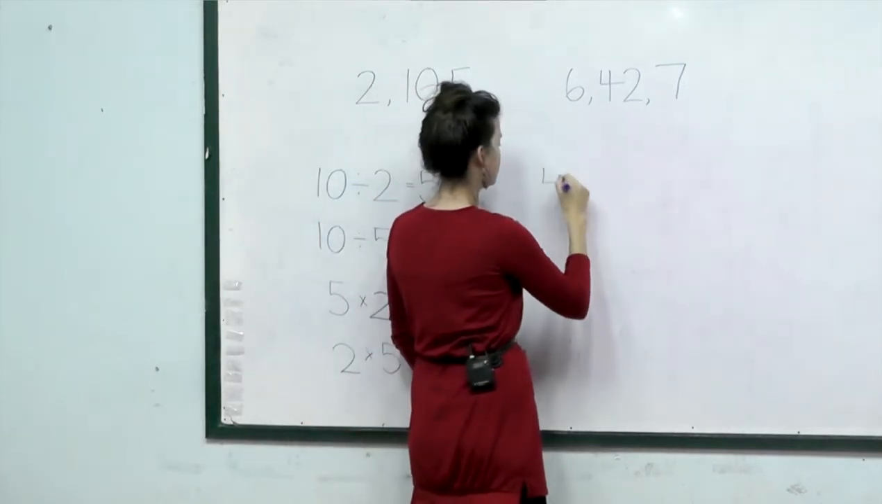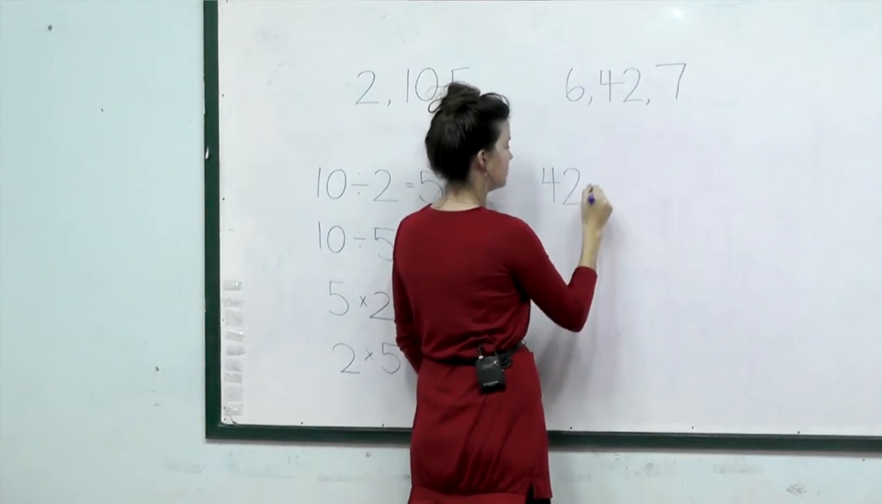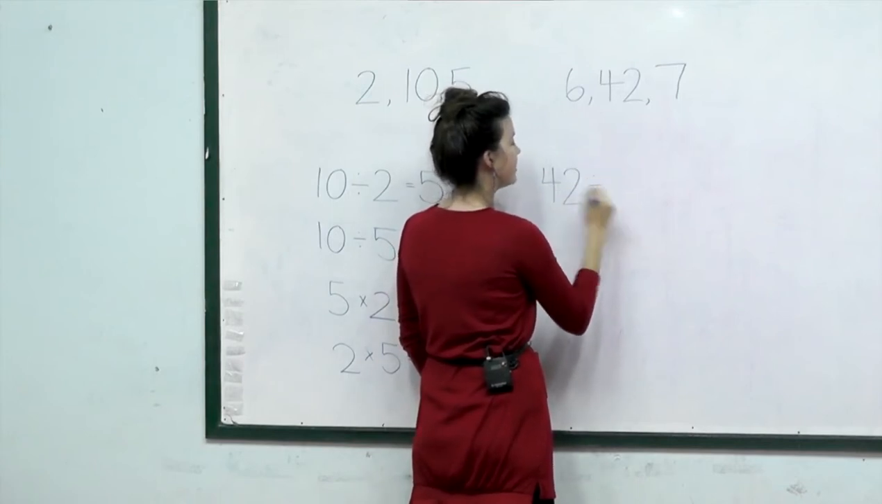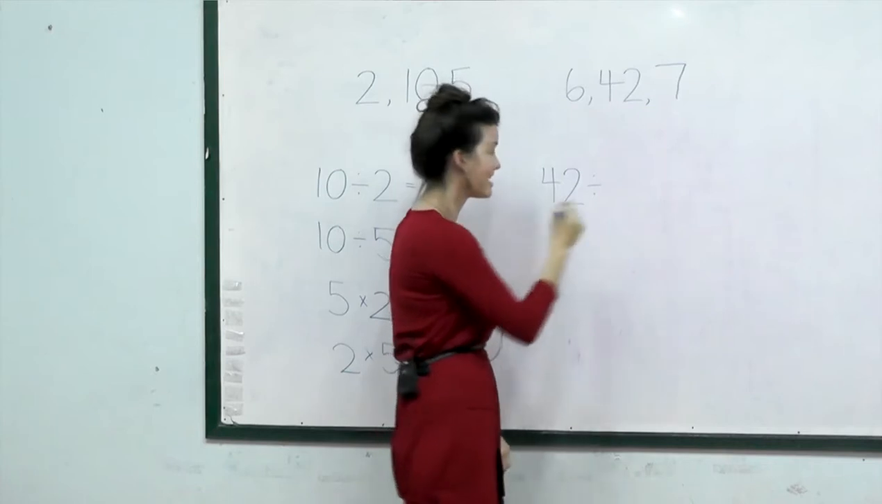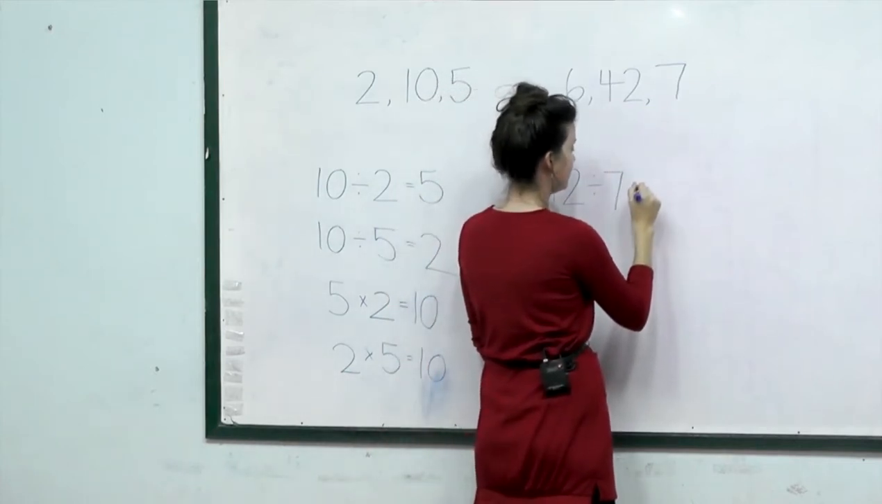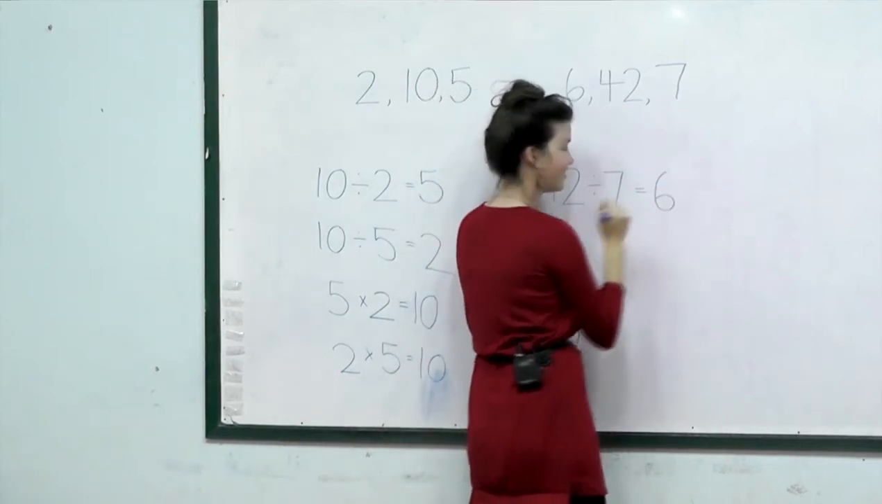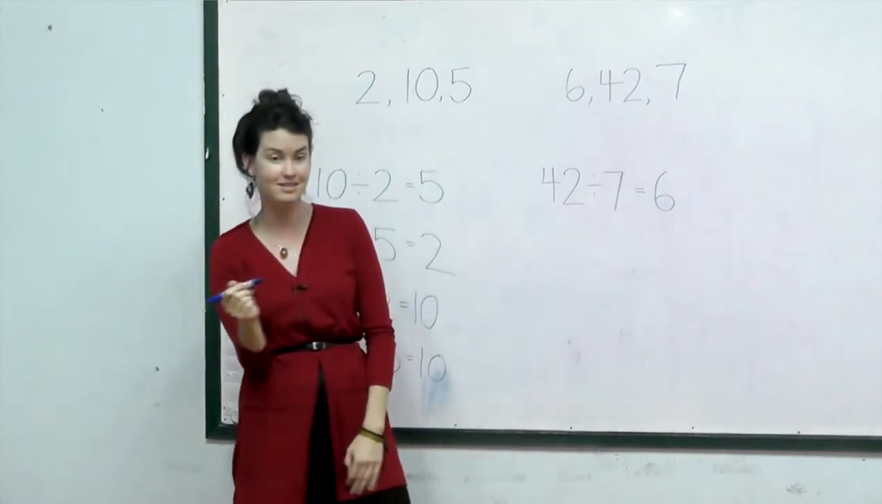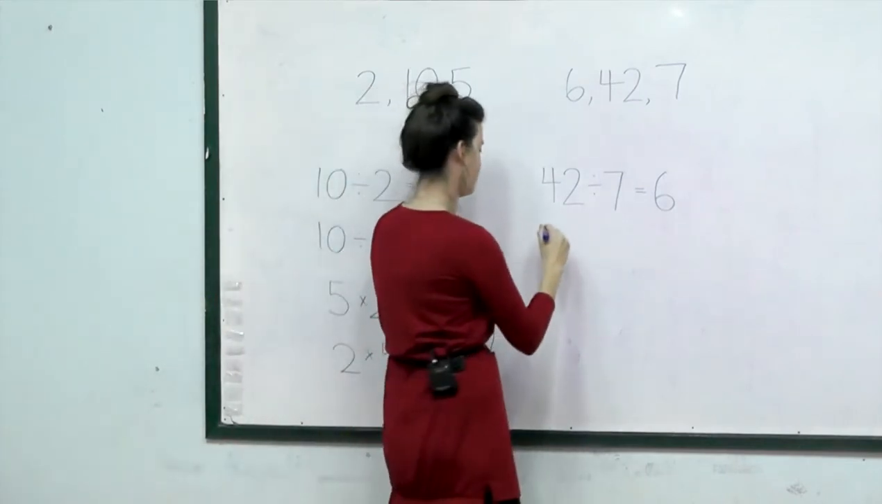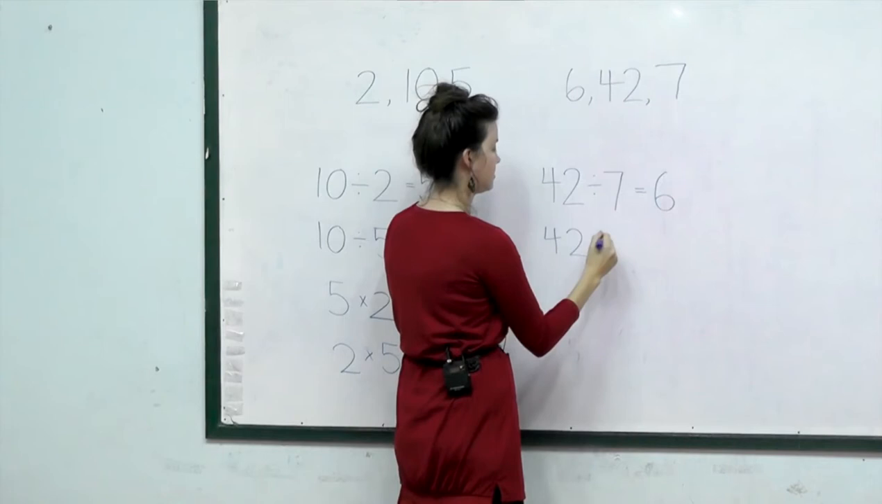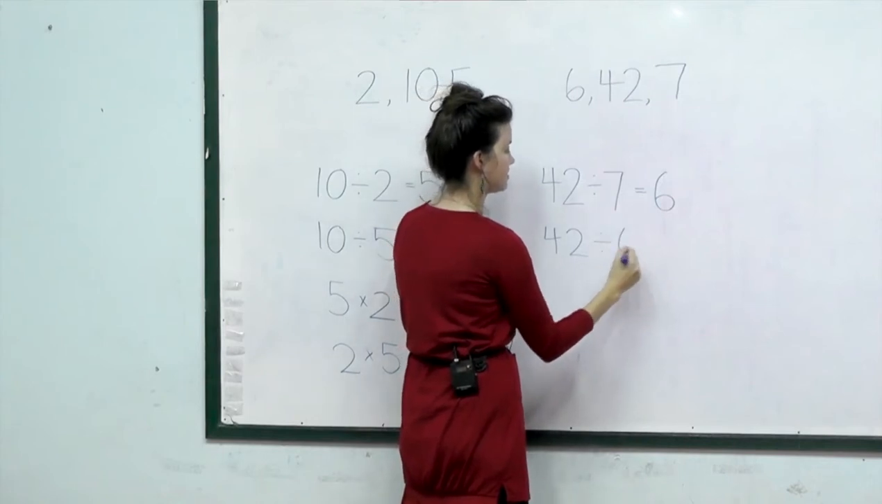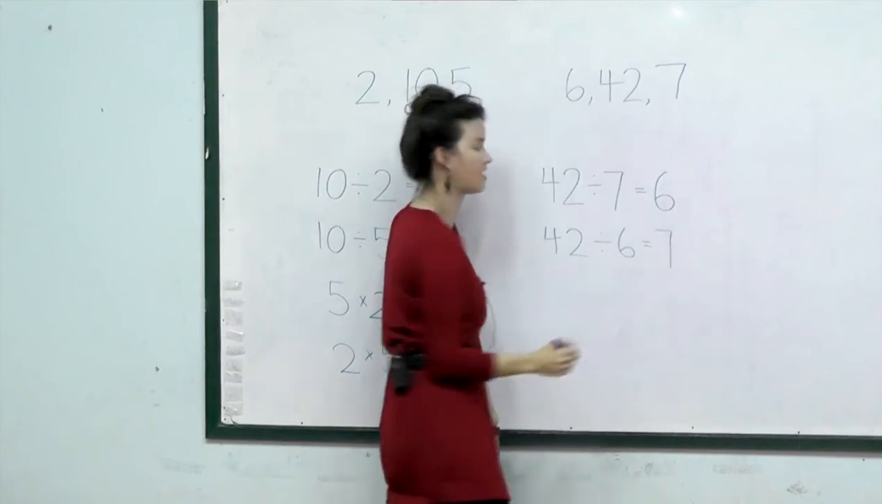42 divided by 7 equals 6. You got it. Tell us another one. 42 divided by 6 equals 7. Okay.